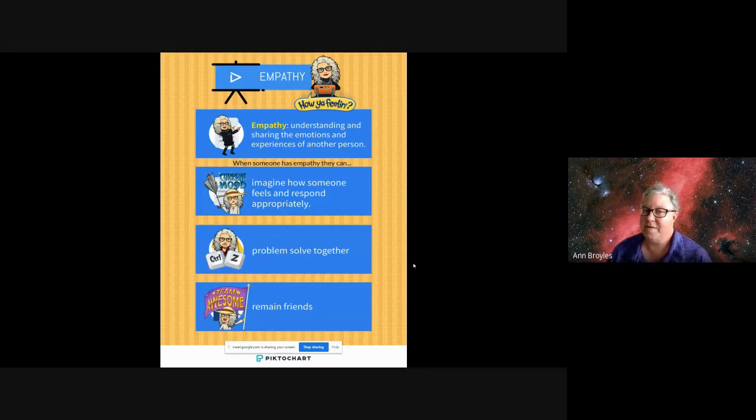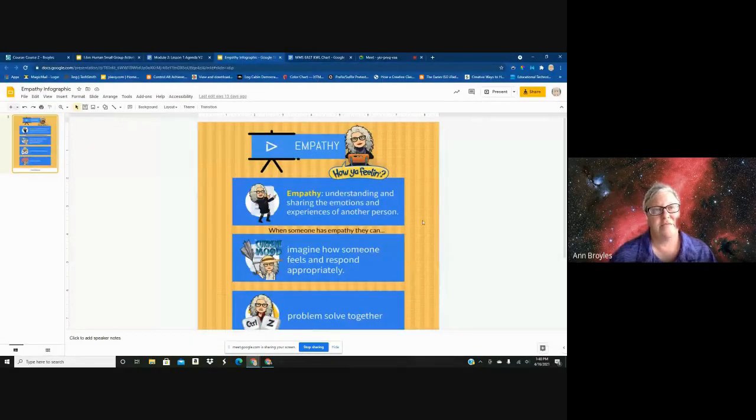So, when someone has empathy, they can imagine how someone else feels. They didn't necessarily have to have experienced that, but they can imagine how it feels, and then they can respond appropriately. And when they do that, they can problem solve together. And the most important thing, especially when we're working together on East projects, and especially our design thinking project, we want to make sure that we remain friends and keep that positive relationship. So that infographic is really going to help you go back and review what empathy means.